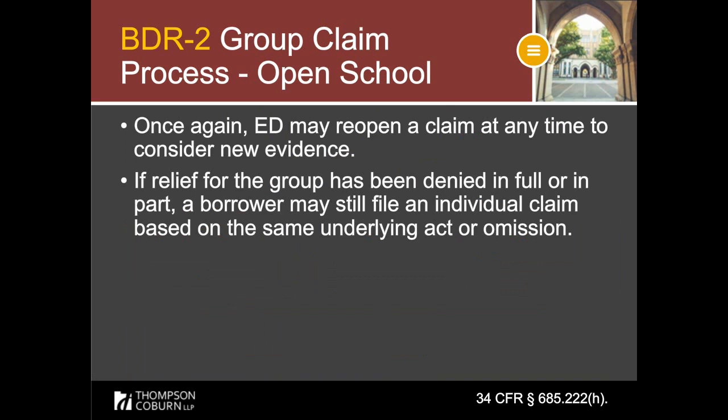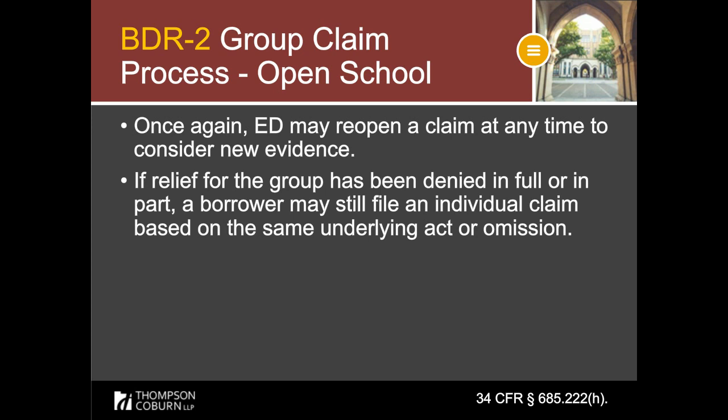First of all, the department can reopen a claim at any time to consider new evidence. So even when you get to the end of the road, apparently the department could start a new class claim based on the fact that there's new evidence. And since they initiate the process, it seems like that gives them a lot of flexibility to just keep running it through. And this is sort of an extraordinary concept, if relief for the group has been denied in full or in part, a borrower can still file an individual claim based on the same act or omission.